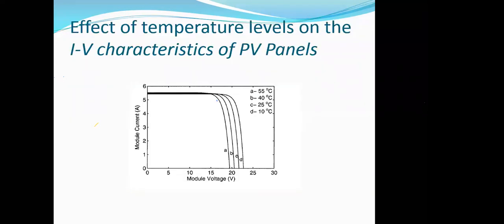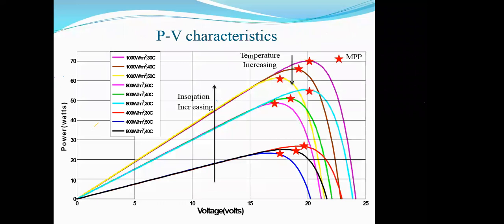This is the PV characteristic, and we can see here how the change in insolation matters. As the insolation is increasing, the output power is increasing. Similarly, with an increase in temperature, the power is decreasing. As the insolation is increasing, output power is increasing, and as the temperature is increasing, the power is decreasing.